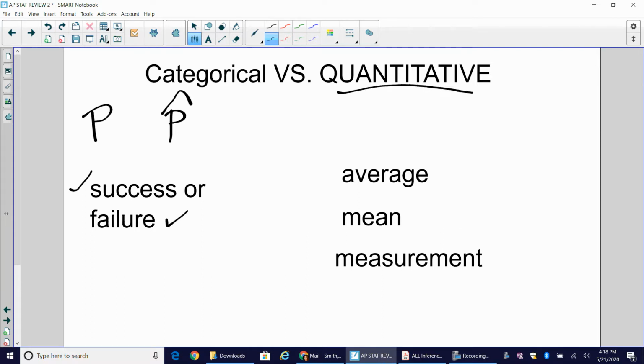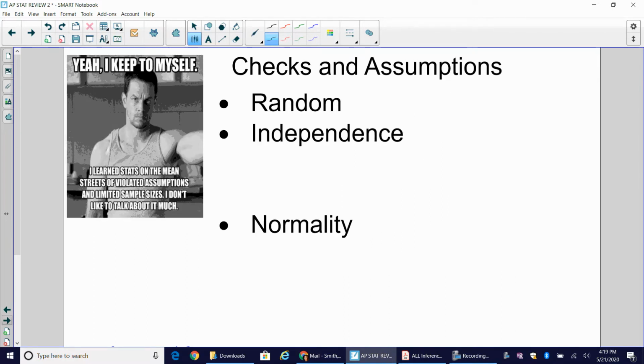With quantitative data, we're going to hear words like average or mean, and there's going to be a measurement. If there's a unit attached to the numerical value, then you're working with quantitative. So again, we're going to see things like mu, or we're going to see x bar. These are quantitative notations. All right, you're probably going to be asked about checks and assumptions.